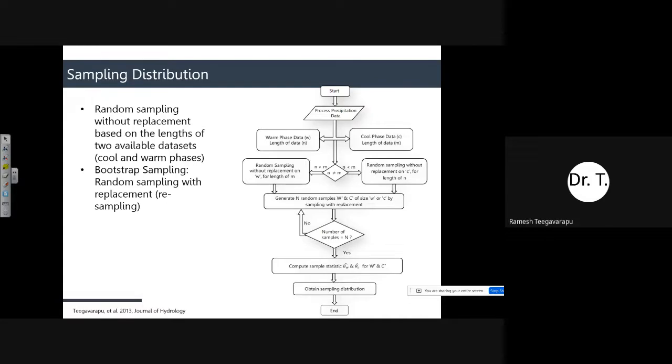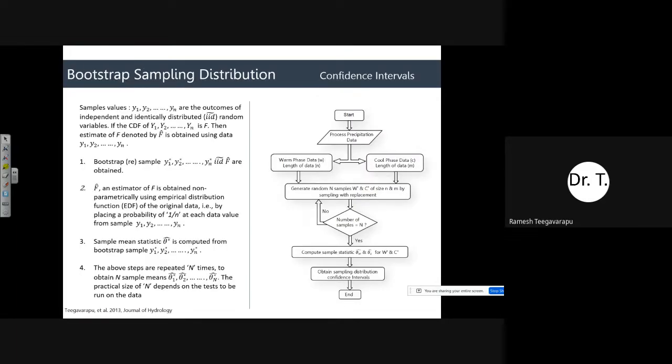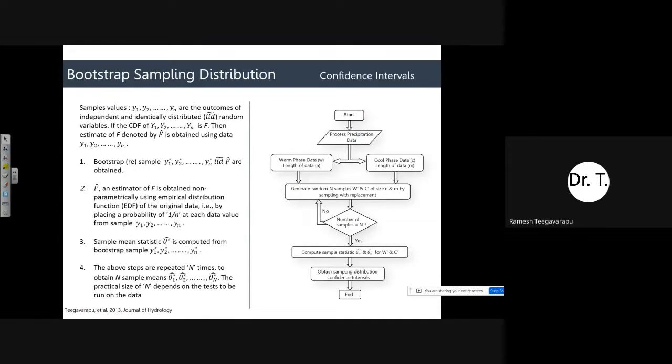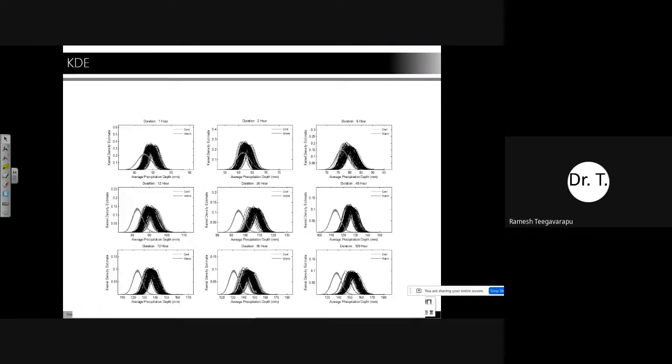Then we devised a new type of sampling approach where we can sample repetitively from both of the available data sets. We call it bootstrap sampling, so that we can bring the sample lengths closer to each other, then make comparisons. We can compare their confidence intervals and so on. So this is for the bootstrap sampling interval, or just for drawing the sampling distribution, we can understand that. So those are two things. You can look at the paper in the Journal of Hydrology. So when we do that, we can see how the precipitation changes are happening for different hours.